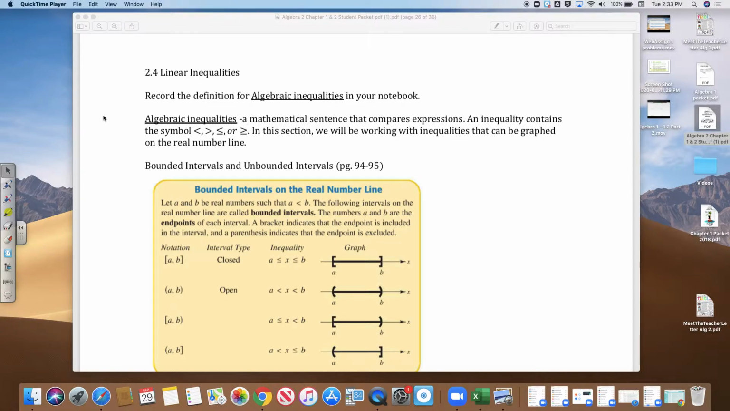Now, I know that this is not new information. I know that you've learned this in Algebra 1, but I am going to go over these symbols again on the side so we remember.